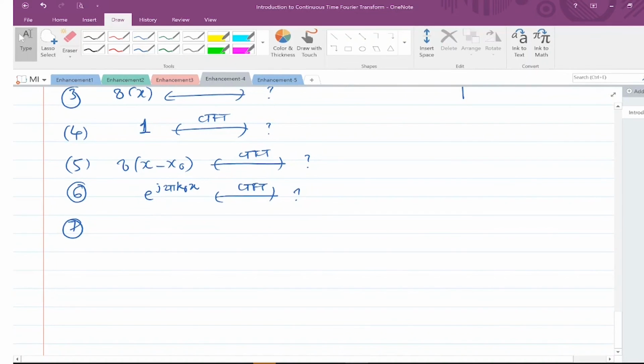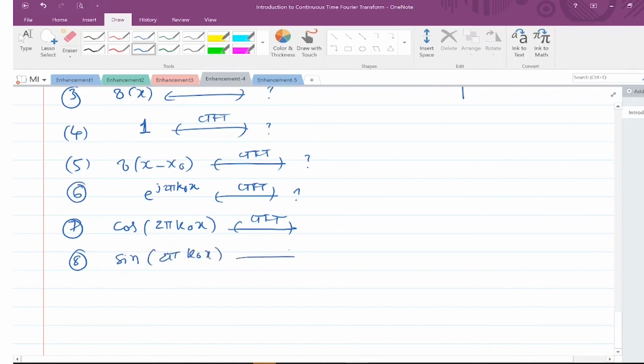Then you take cosines and sines. These are also very important. You will come across them. Cosine of 2 pi times k naught x. What is the CTFT of it? What would you do here? You write it as e power j plus e power minus j and use the sixth property to do that. Similarly, do it for sine of 2 pi k naught x. What is the CTFT of it?